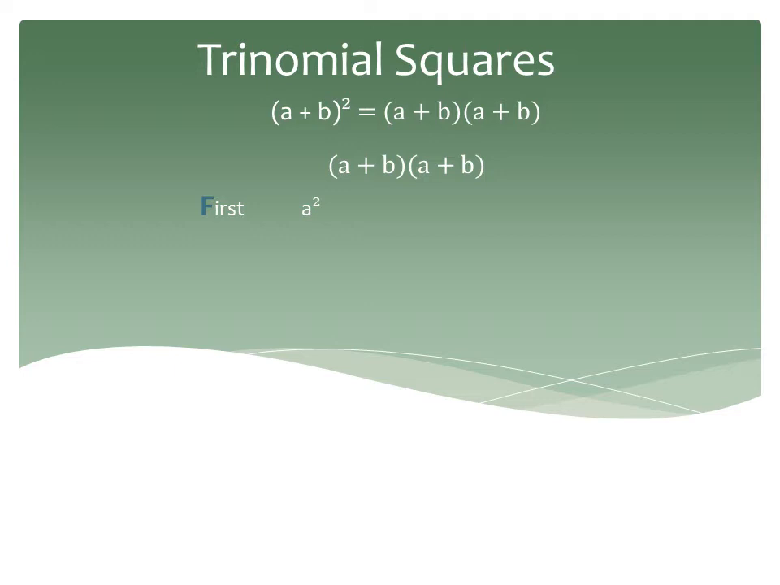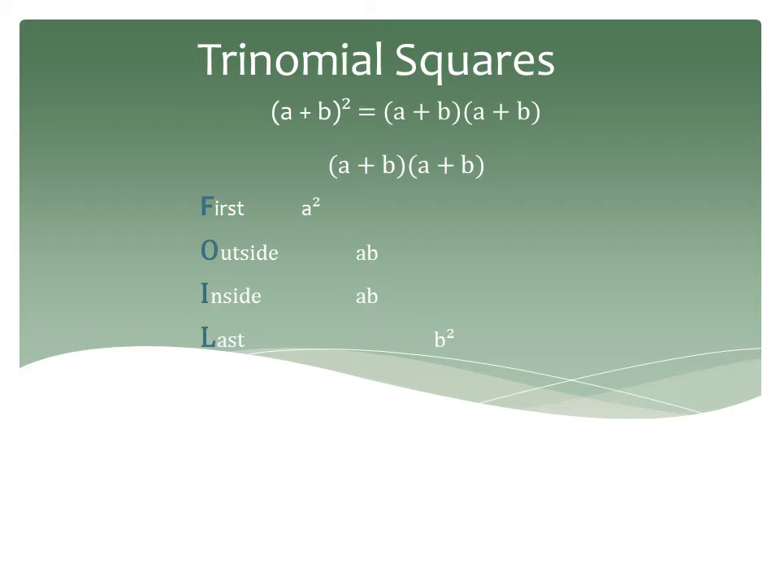The next one is outside, so we're going to look at the outermost terms of both of those parentheses. So on the far left, I have a, and on the far right, I have b. So it's a times b, or ab. Now we're going to look at the innermost terms, and that is b times a. Put in alphabetical order, it's a times b. And now our last terms, it's the last terms of each set of parentheses. So we know that b times b is b squared.